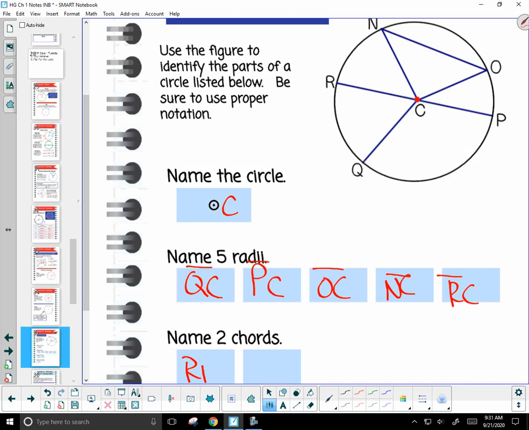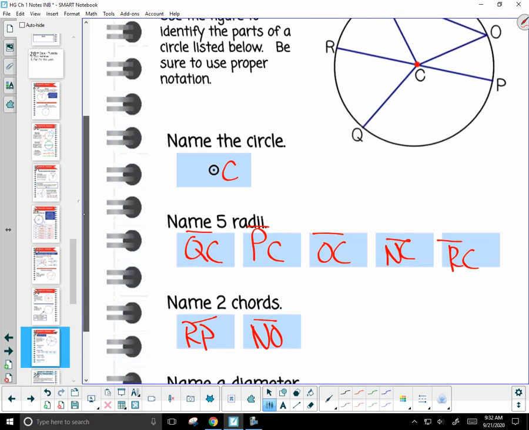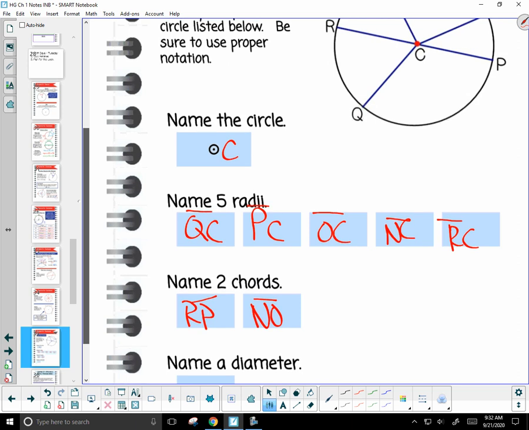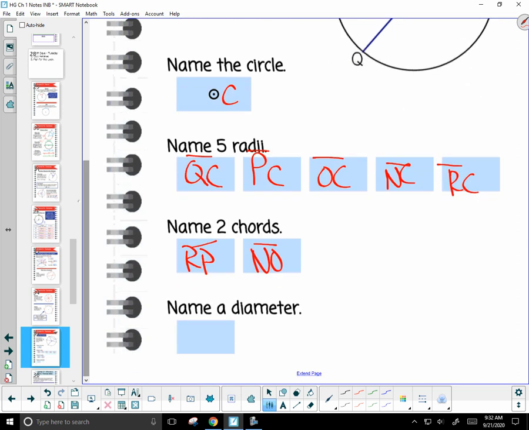How about, we need 2 chords. RP and where's another segment whose endpoints are on the circle? And O. All right, so again, we could flip both of those, right? Because they're just segments. All right, then the last one is we need to name a diameter. RP, good. So RP, or PR, either way.